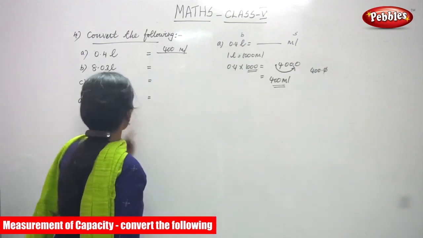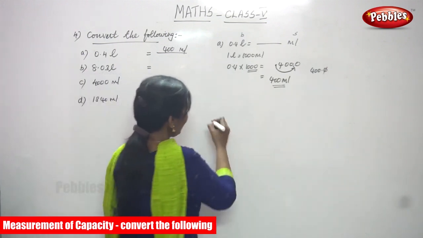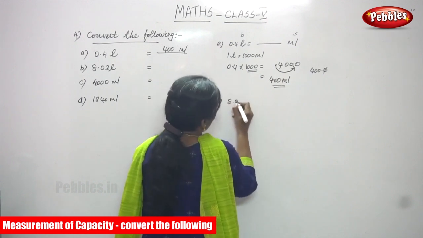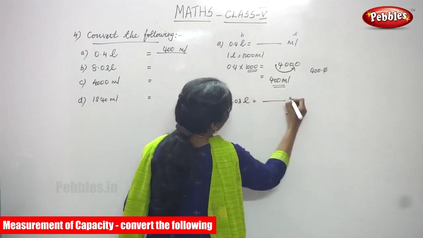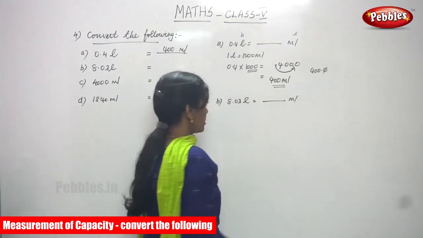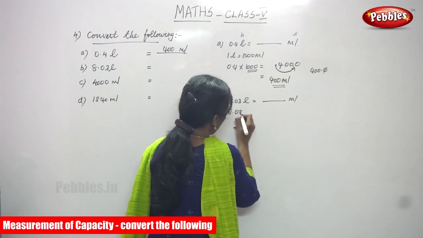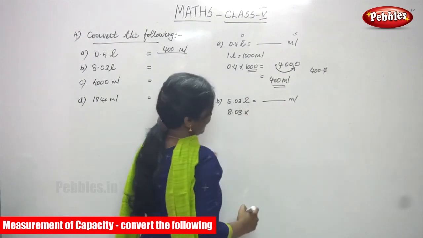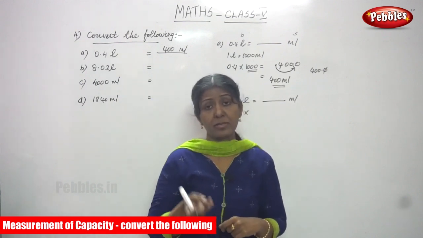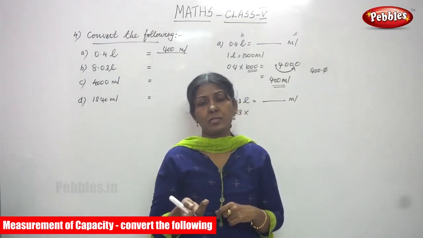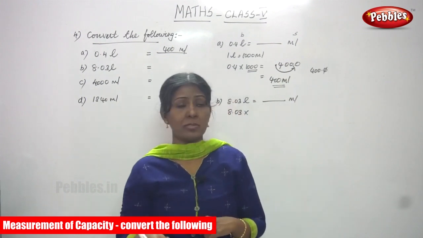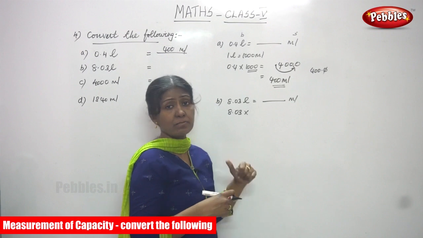Okay, next one, 8.03 liter. Next question, B question we are going to solve right now. 8.03 liter is equal to how much milliliter? That we want to convert. This is the same, because liter is a bigger unit, milliliter is a smaller unit. So convert liter into milliliter. Convert bigger unit to smaller unit. That means you have to multiply by 1000. The same thing you have to apply in this place.